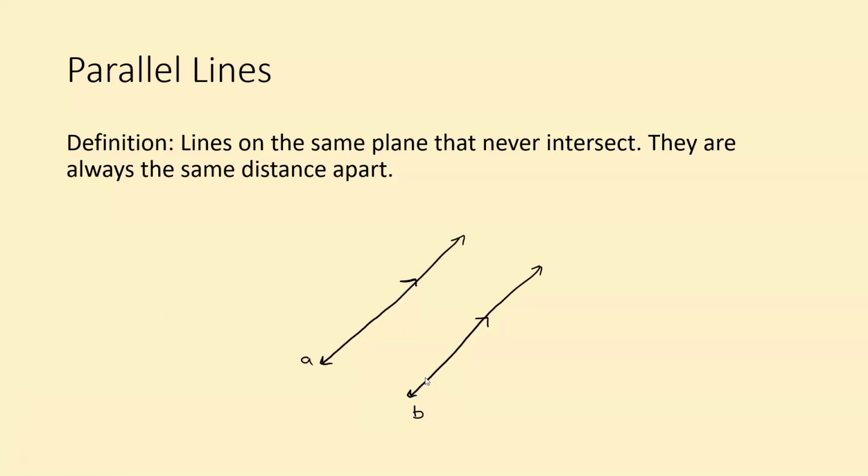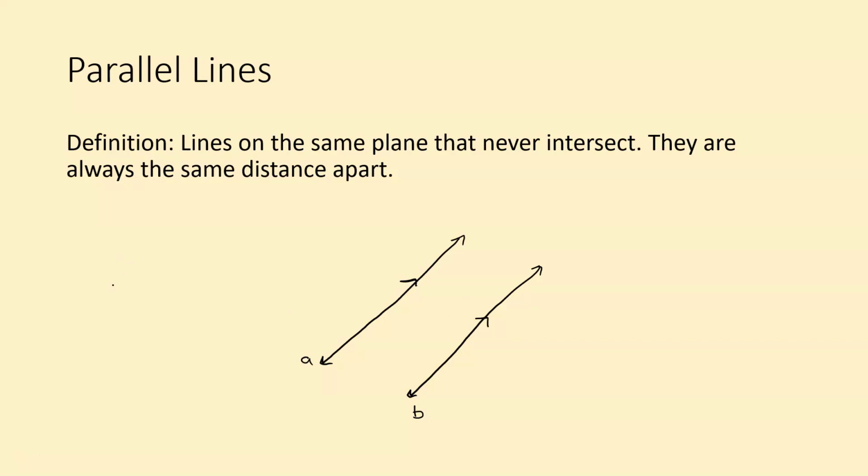Think railroad tracks. So we have line A is parallel to line B, and we notate that in our pictures using these arrows. That's how I know, looking at this picture, that for sure these are parallel. If you do not see these arrows, you cannot assume that the lines are parallel, even though it looks like they're parallel. They might be slightly facing towards each other, so that maybe down the road somewhere they do intersect. But if you see these arrows, then you know that they are parallel. They always stay the same distance apart.